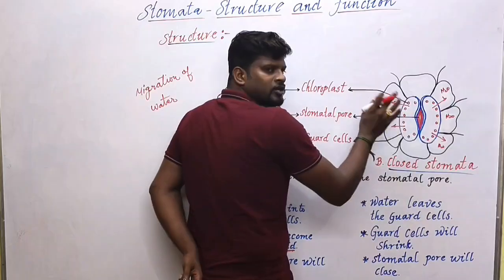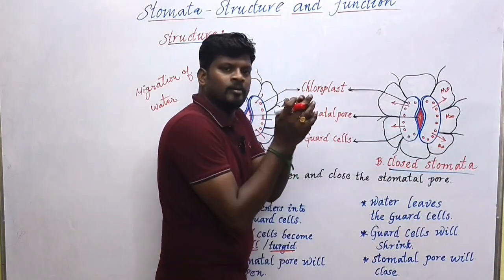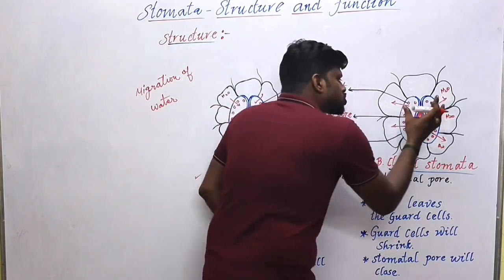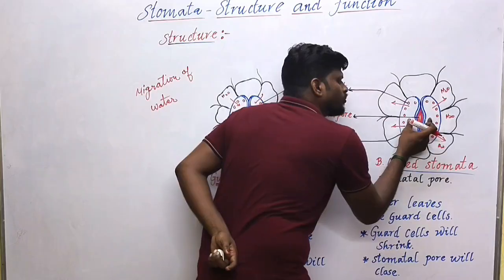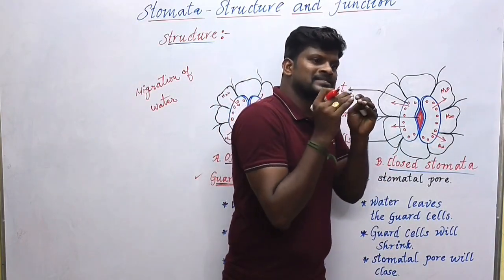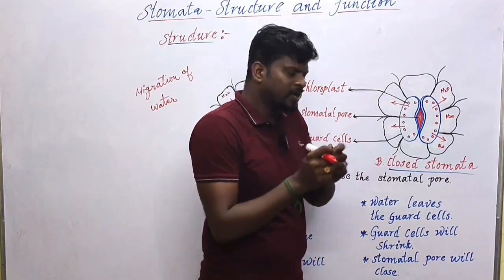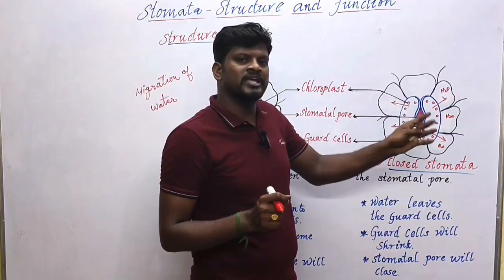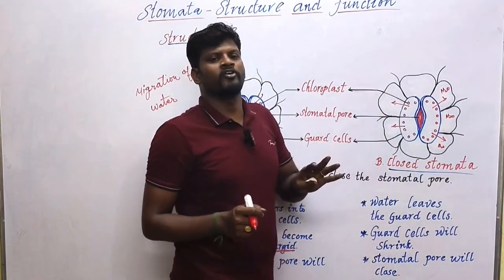As the guard cells lose water, they slowly shrink. As they shrink, the stomatal opening, or stomatal pore, closes. So as it loses more water, it shrinks and closes the stomatal pore, and that stops the exchange of gases between the atmosphere and the leaf of the plant.